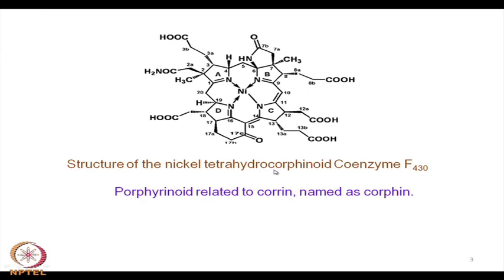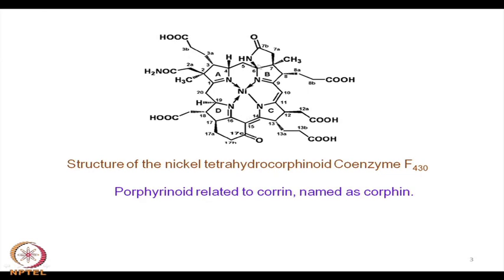So, why is it the corphenoid? Tetrahydrocorphenoid type, that means corphene type. Corphenoid means it is a corphene type. So, it is porphyrinoid related to the corrin ring; that means it has some similarity with porphyrin and the other part is similar to that of your corrin ring.